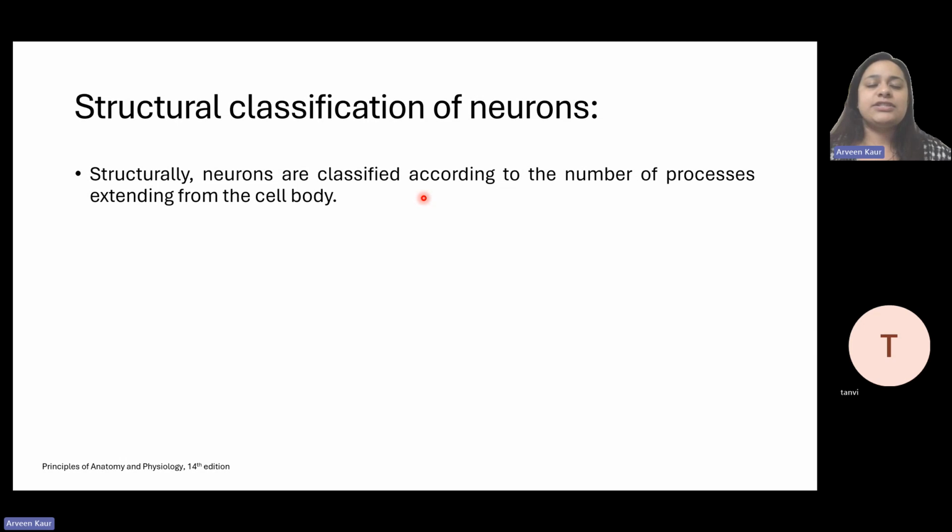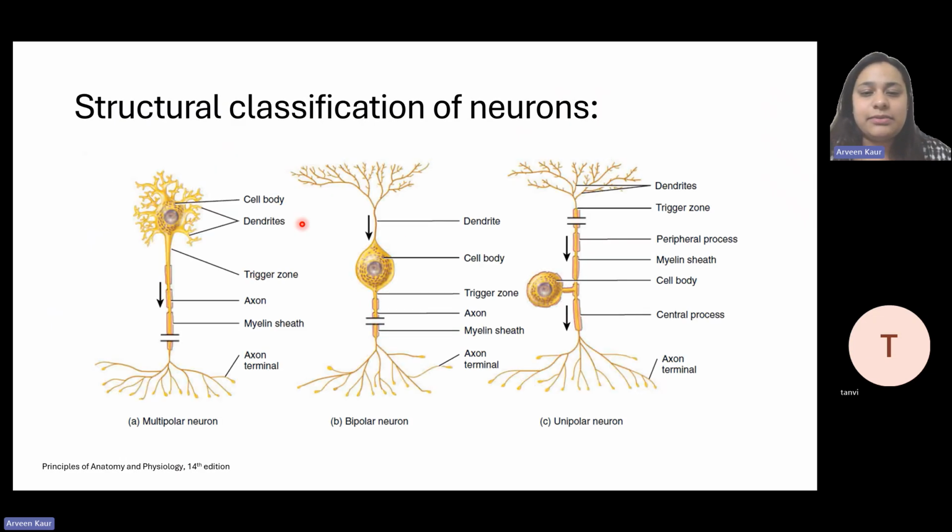So there are two major classifications, based on structure or based on function, right? First, let us go through the structural classification of neurons, right? So how is this structural classification done? It is basically done according to the number of processes that are extending from the cell body, right? So, for instance, if there are two processes that are extended, it will be bipolar. If there is one process that is extending, it will be unipolar. If there are multiple processes that are extending, it will be multipolar, right? So the most common type of neurons are multipolar in nature, right?